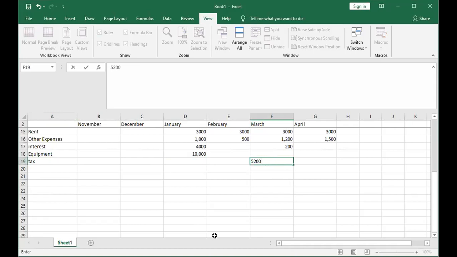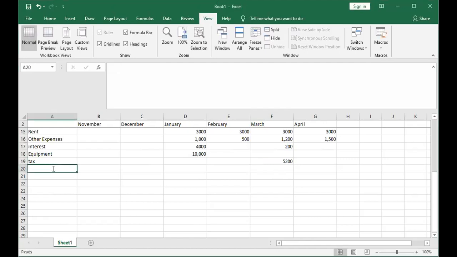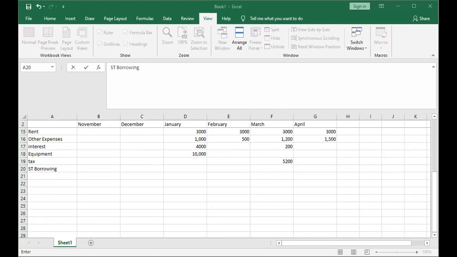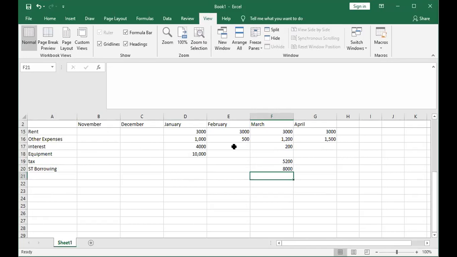And also loan repayment. So it is short-term borrowing. The short-term borrowing is also due in March. It is also due in March. So the short-term borrowing amount is 8,000. So the rest, no amount.